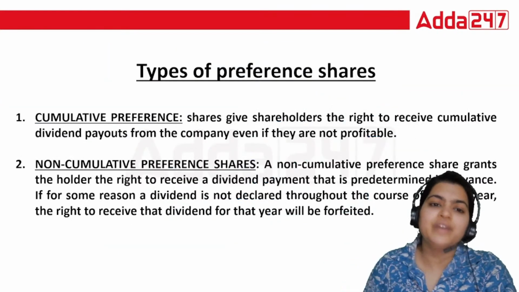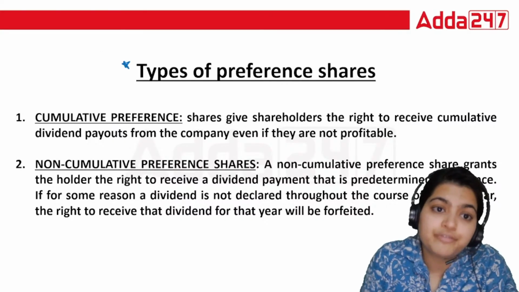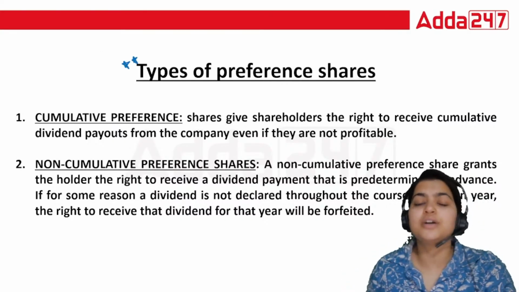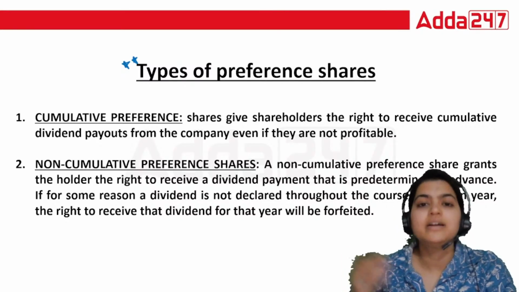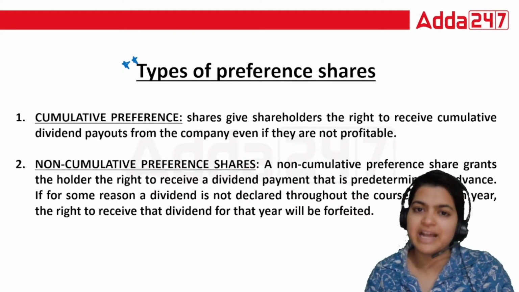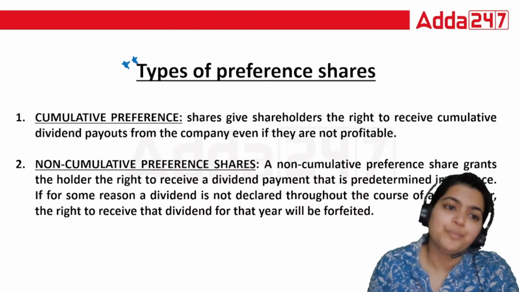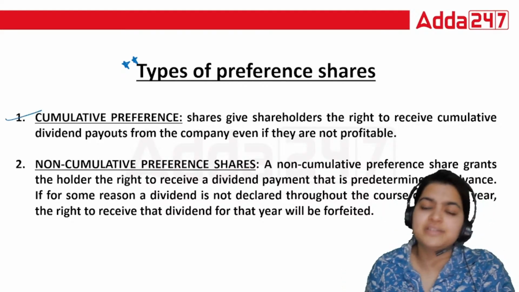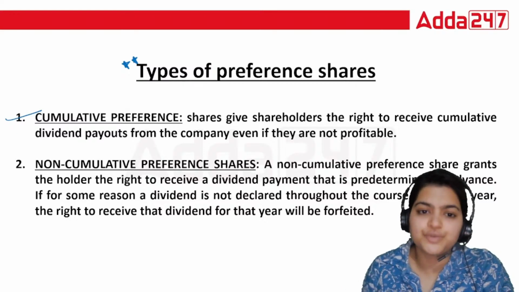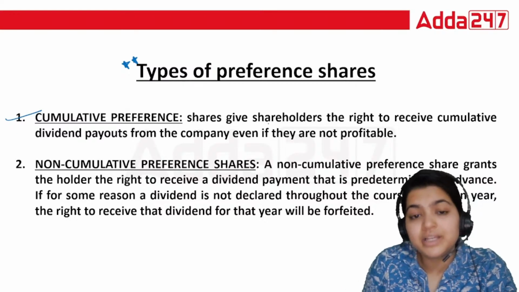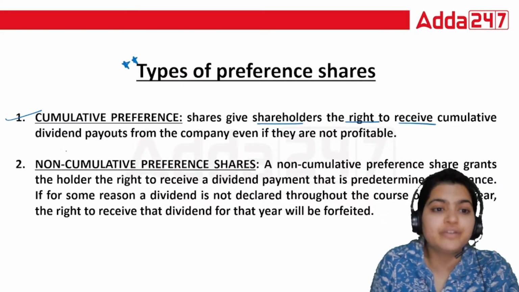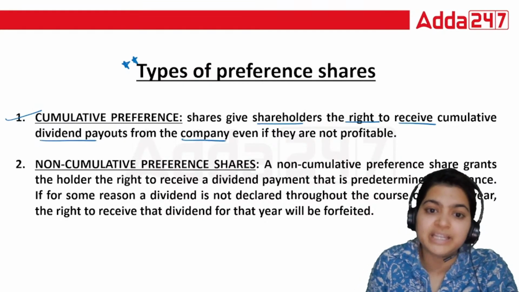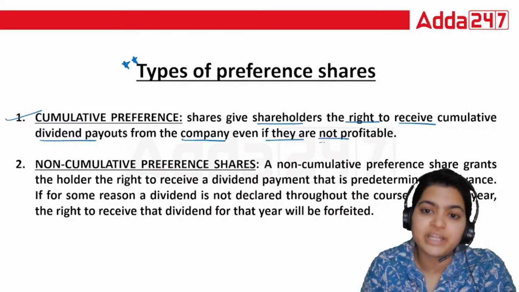Now, coming to a very important part of preference shares, that is the types of preference shares. You have already read this part in Module B, Unit 7 under sources of finance, but let's revise it again. First you have cumulative preference. Cumulative preference means shareholders get the right to receive cumulative dividend payouts from the company even if they are not profitable.